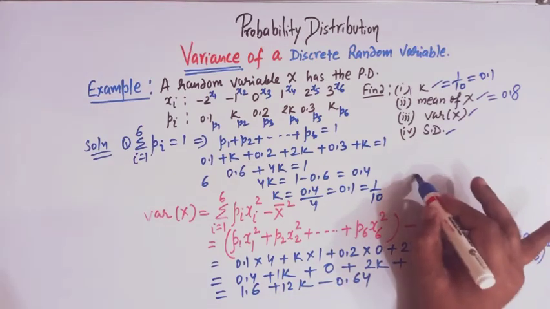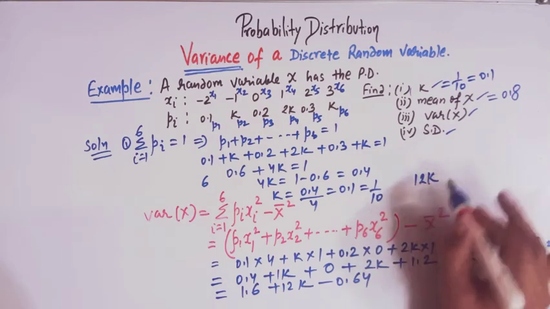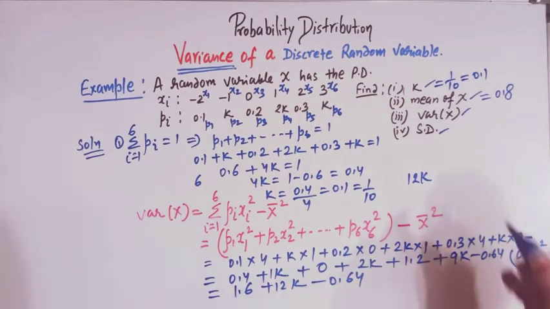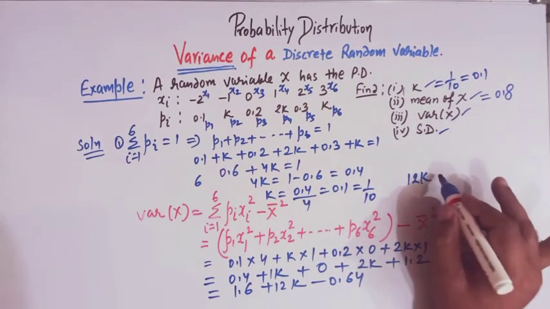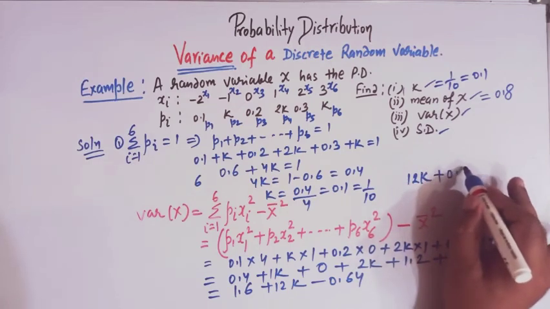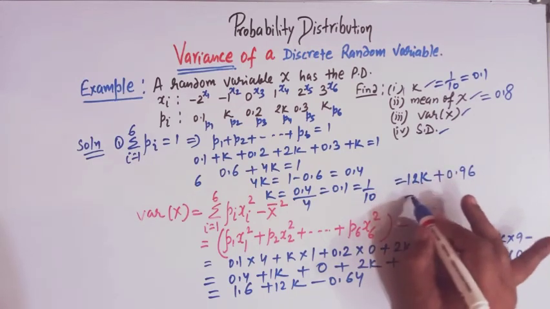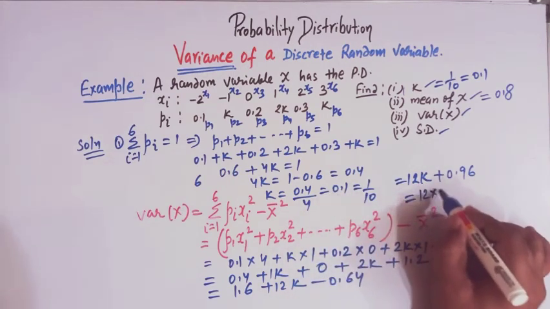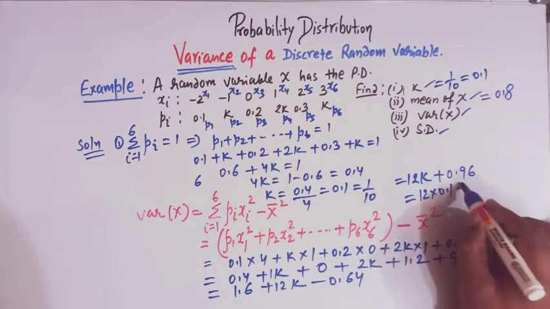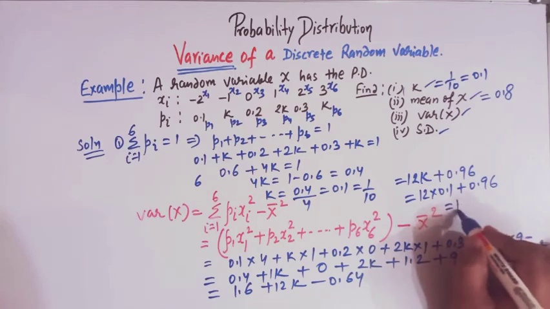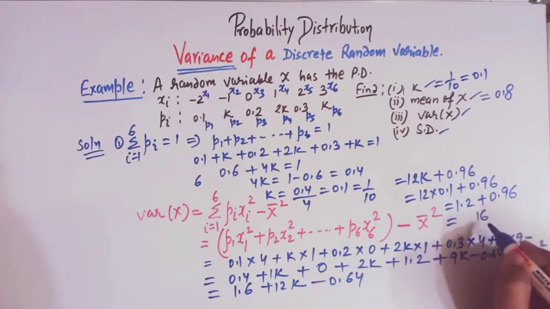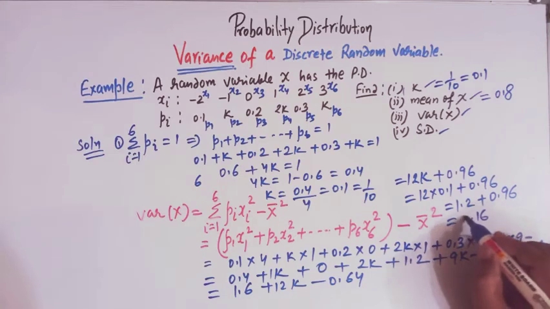Now 12k, 1.6 and 0.64 is 0.96, so here we have plus 0.96, right? And the value of k is 0.1, so if we substitute it, we get 12 times 0.1 plus 0.96, this is 1.2 plus 0.96, and if we add, we get 2.16, right?